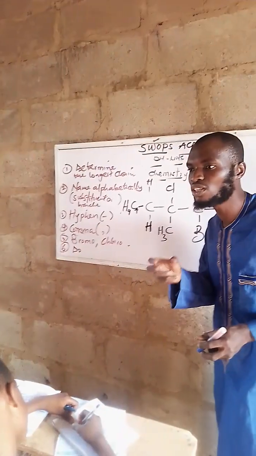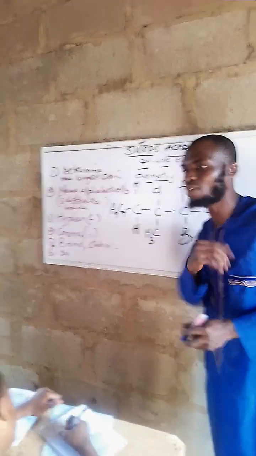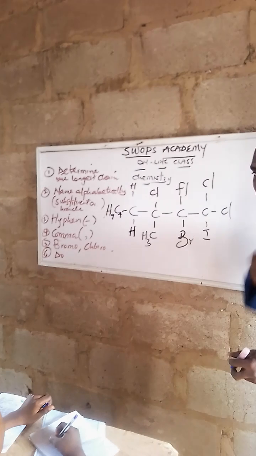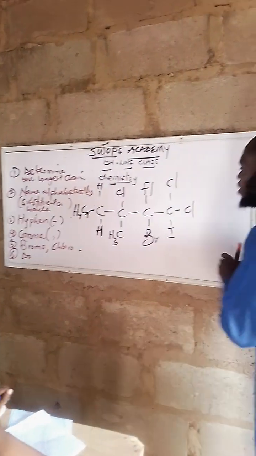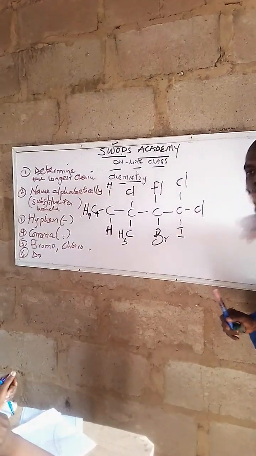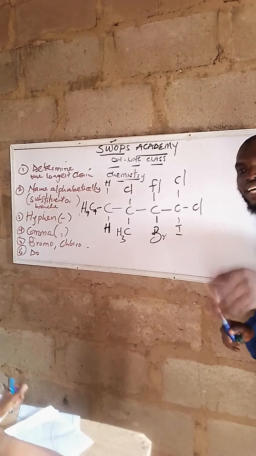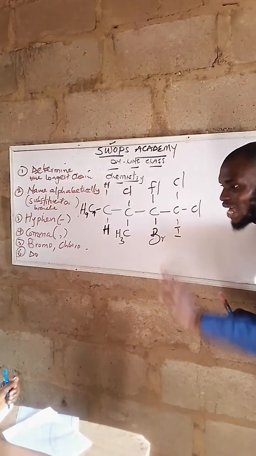How do we determine the longest chain? Now, to determine the longest chain, note, you can't only count what? Carbon. You don't count hydrogen.